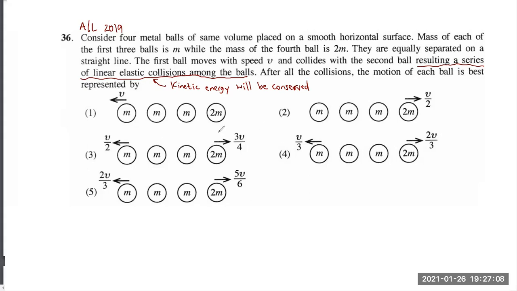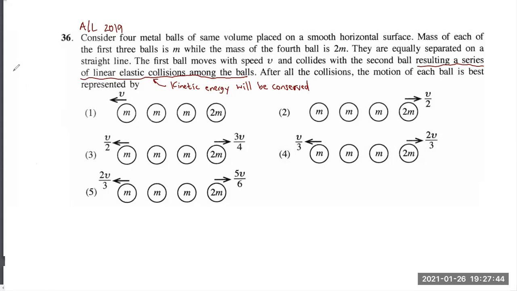Now, if you look at the answers, the first answer says only m will be moving towards left and the other 3 will be at rest. According to the second answer, the first 3 will be at rest, and the last one will be moving at v by 2. In the third answer, the first mass is moving towards left at v by 2, and the final mass is moving towards right at 3v by 4. Likewise, they have given answers. Let's analyze this one by one. Now I will explain this step by step.